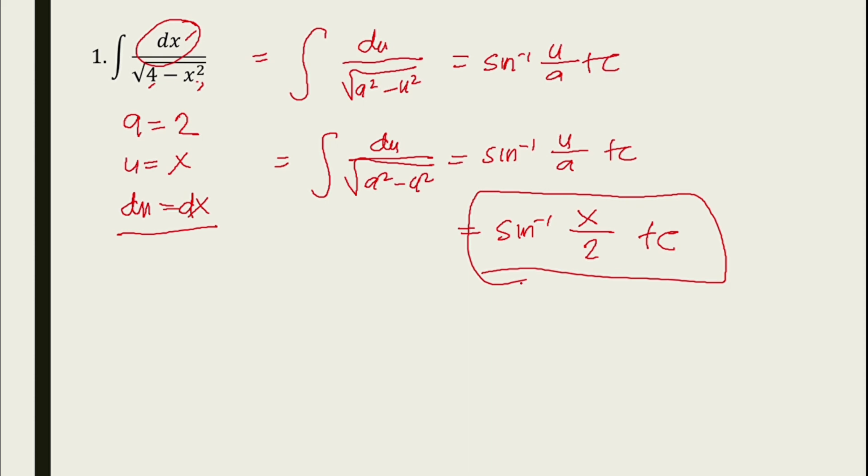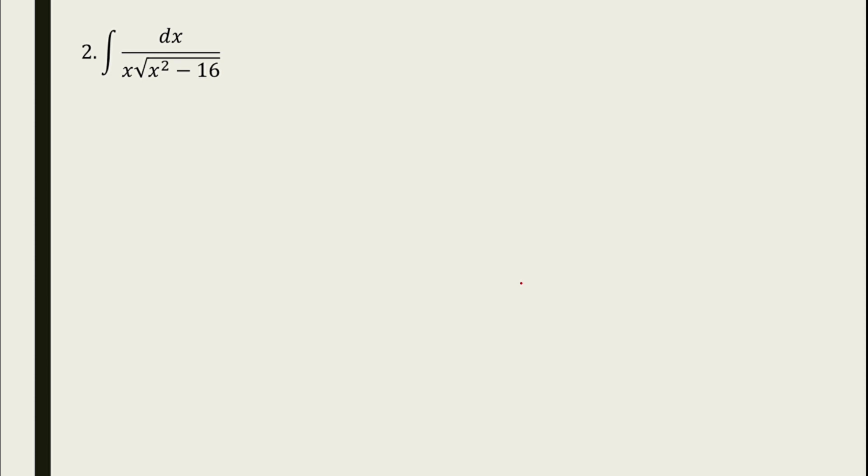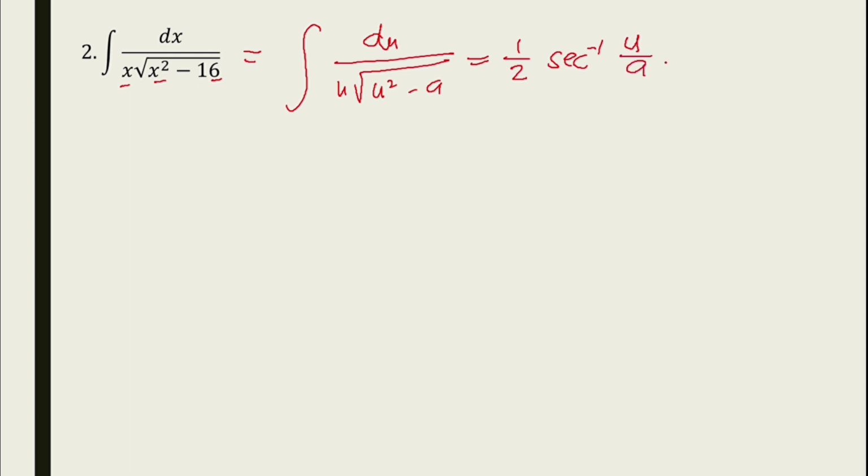Okay, that's very simple. Number 2, integral of dx over x times the square root of x squared minus 16. So the first thing that we're going to do is find our formula. The appropriate formula that we can locate here is the integral of du over u times the square root of u squared minus a squared, because this is u. Here the pattern is in inverse sec. So it is 1 over a inverse sec of u over a plus c.